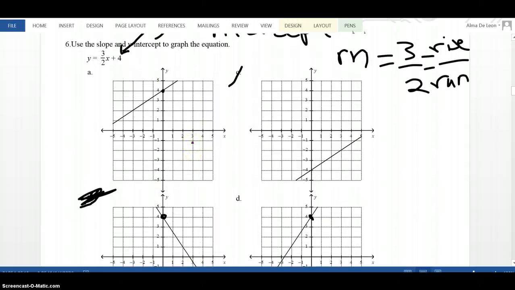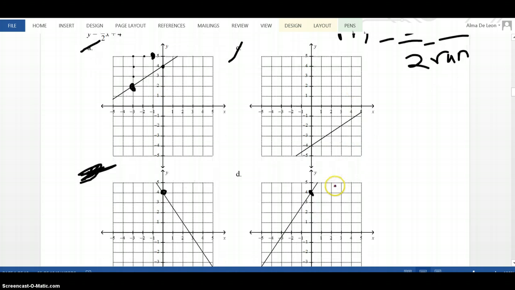Now to figure out my answer, I need to test out several points and see if my slope makes sense. So in answer choice A, I'm going to begin by selecting this point, and let's see if this makes sense. I need to rise 3 and run 2 according to my slope. Rise 3, run 2. If I rise 3, 1, 2, 3, and I run 2, I don't get to the point that I'm supposed to get to. So A doesn't make sense. A does not have a slope of 3 over 2.